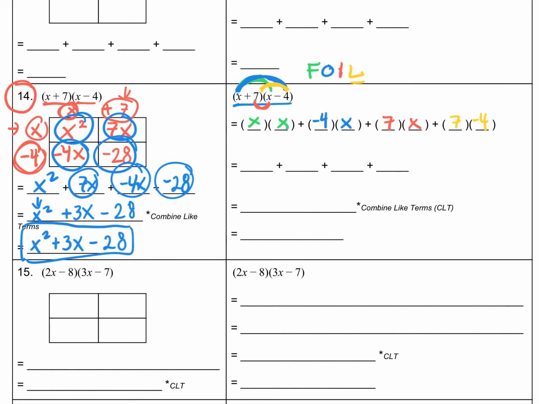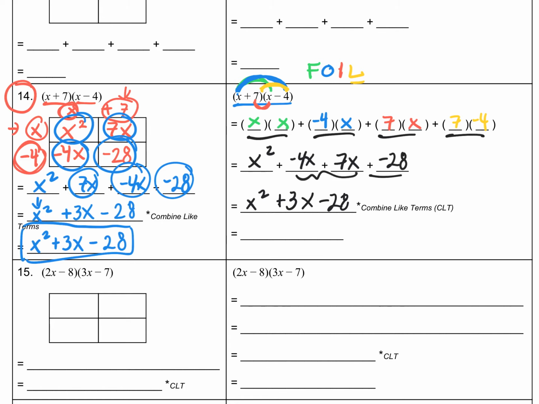Now that I have those filled in, I'm just going to multiply out each term. X times x is x squared. Negative 4 times x is negative 4x. 7 times x is 7x. 7 times negative 4 is negative 28. And then we are going to combine like terms. X squared. Negative 4x plus 7x should give us 3x. And then we have negative 28. And then we have our answer in standard form.